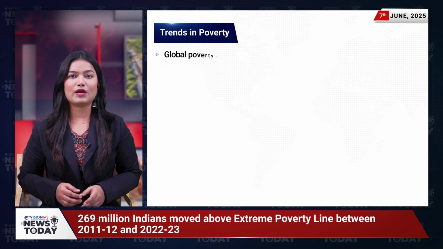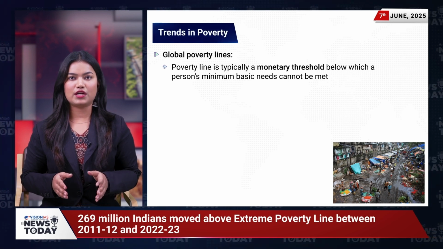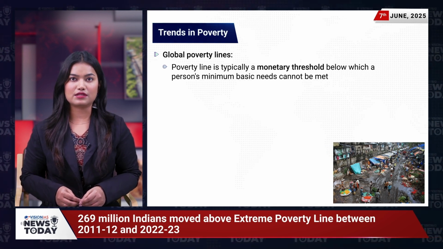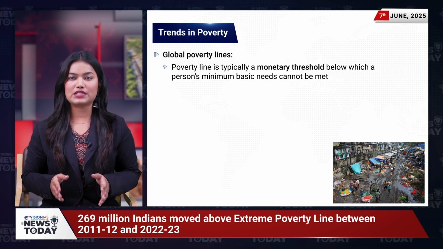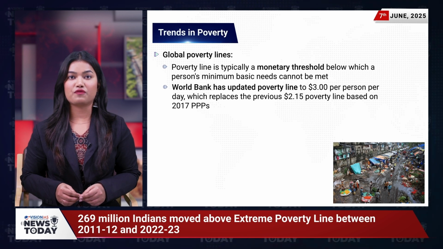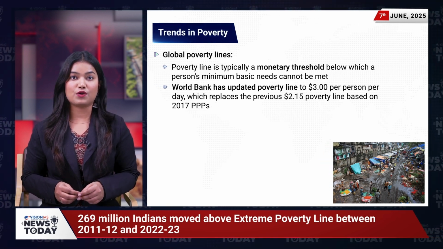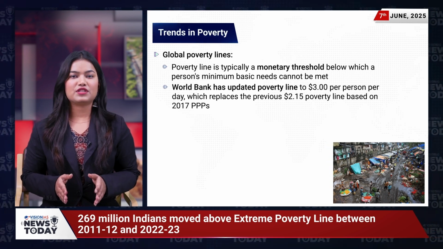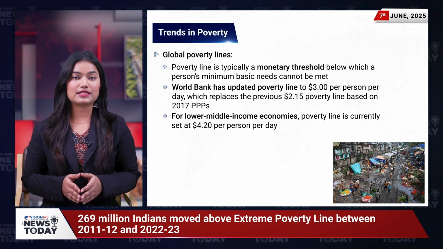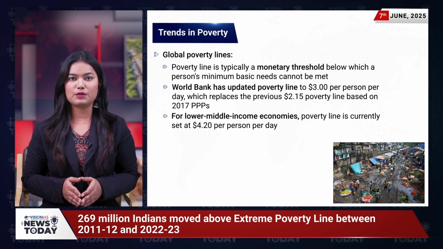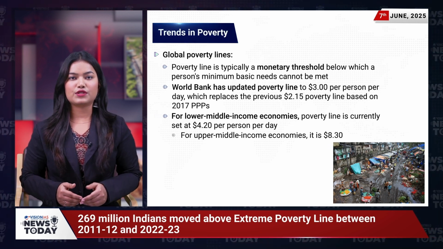But what does this new benchmark actually mean? The poverty line is essentially a monetary threshold below which an individual cannot meet their basic minimum needs. Earlier, the global standard was $2.15 per day based on 2017 PPP. The World Bank has now revised this to $3 per day, aiming to better reflect contemporary global prices and cost of living standards. In fact, for different types of economies, the poverty line varies. For lower middle income economies, it is currently set at $4.20 per person per day, and for upper middle income economies, it stands at $8.30.